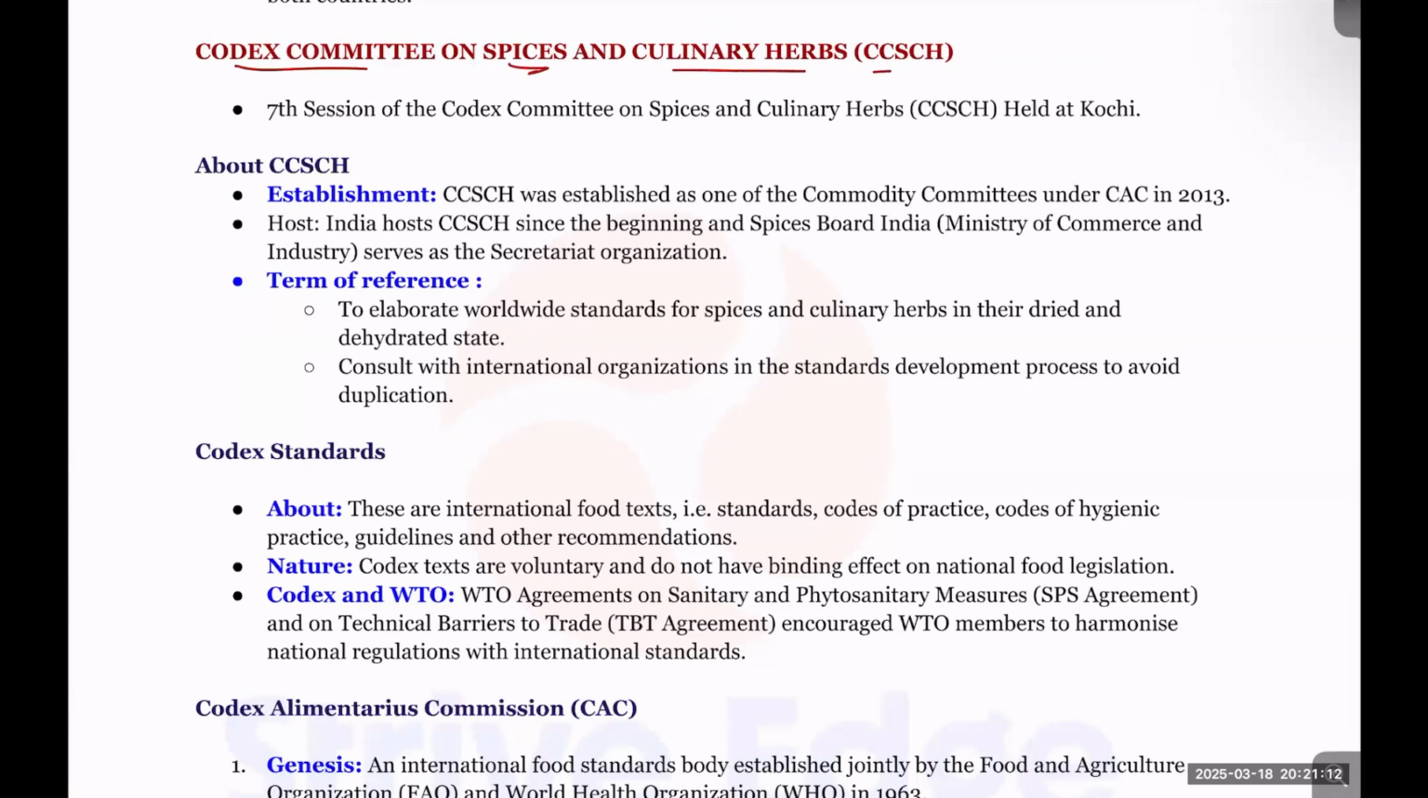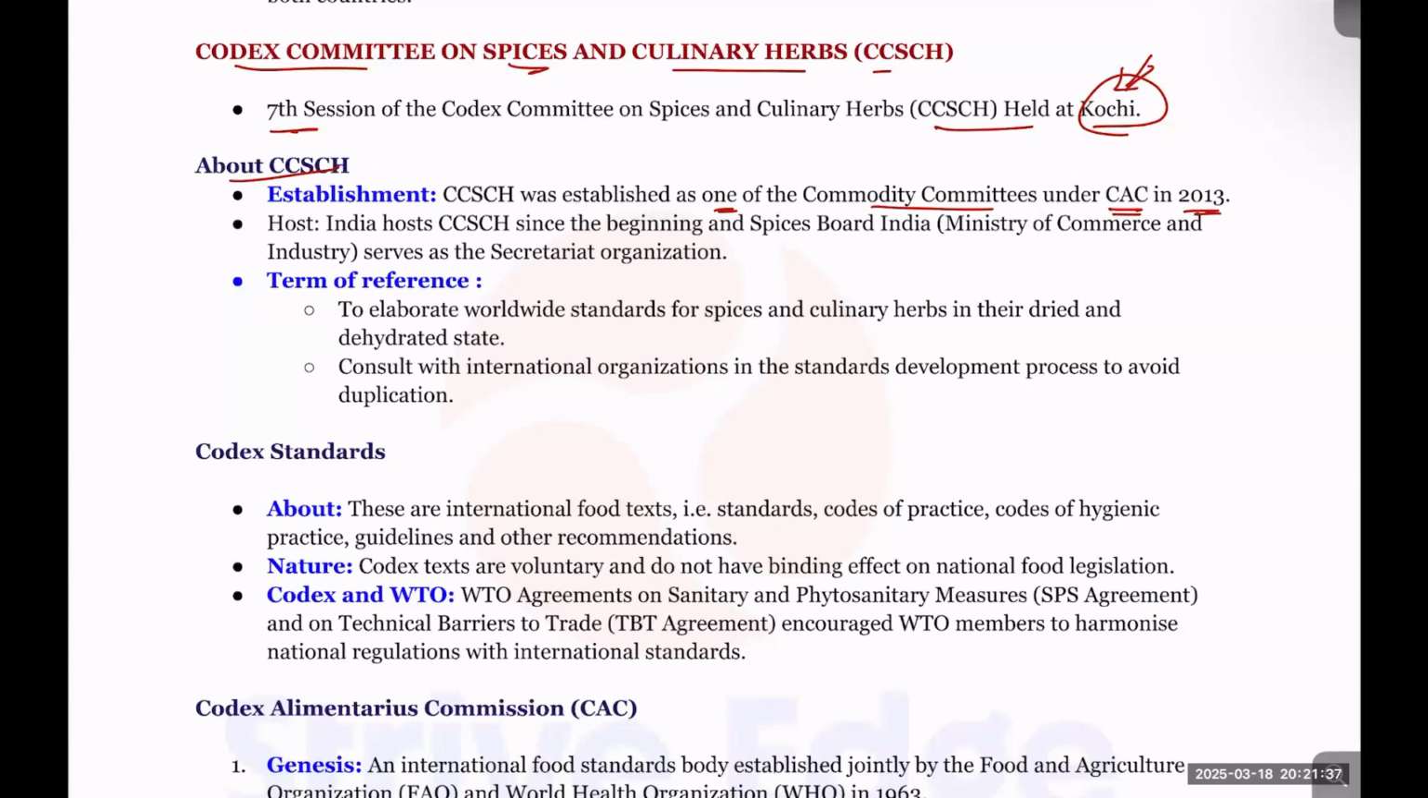Right. Now the next topic we should talk about is the Codex Committee on Spices and Culinary Herbs, CCSCH. The seventh session of the CCSCH was held in Kochi, in India. That is why you should remember this body, right? And what is this body about? It was established as one of the commodity committees under the CAC in 2013.